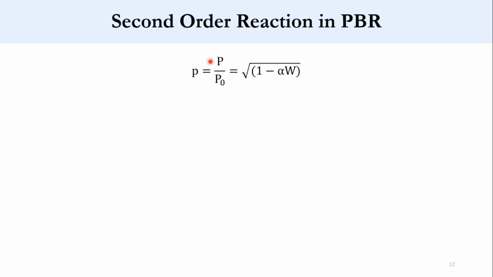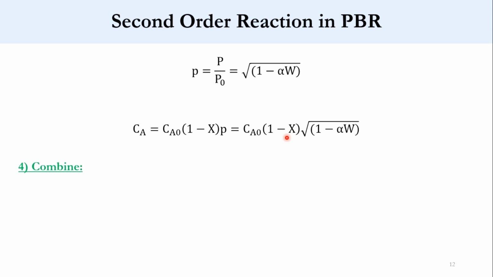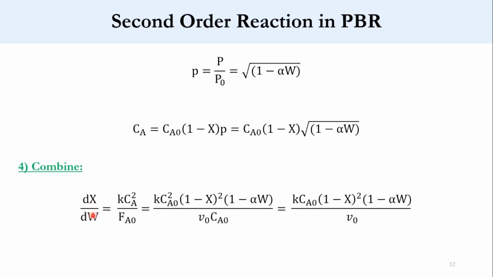Now we know p, which is P over P naught, is equal to square root of 1 minus alpha W. Accordingly, substituting the value of p here, Ca is equal to Ca naught into 1 minus X into square root of 1 minus alpha W, while Ca naught into 1 minus X will remain the same. Combining this, we say dx over dw is equal to minus Ra prime over Fa naught.